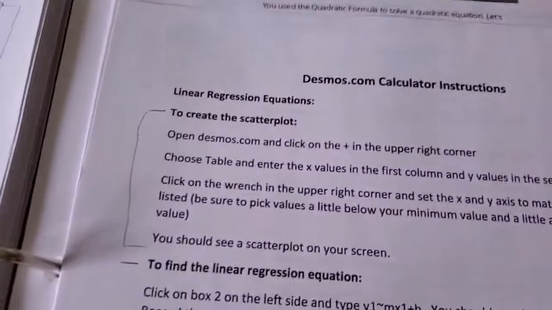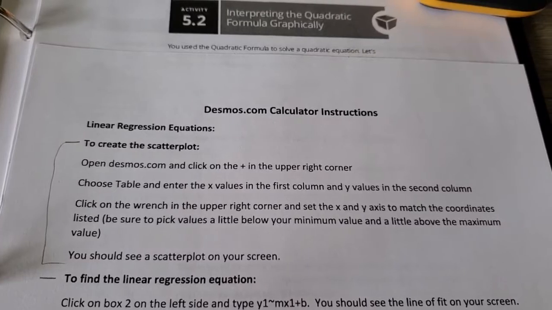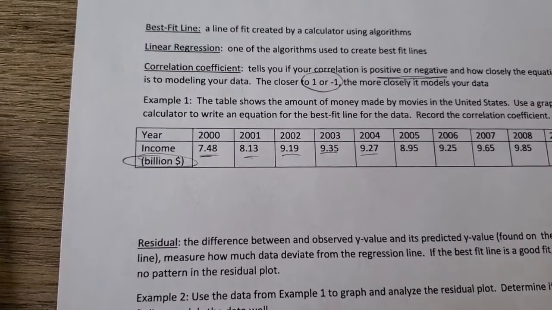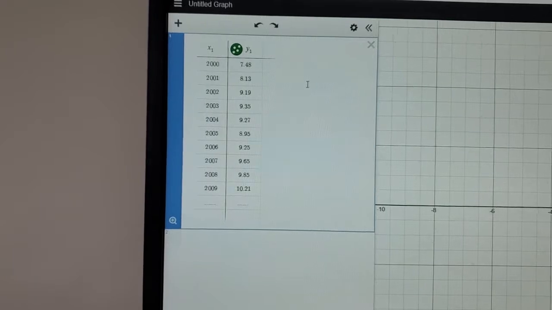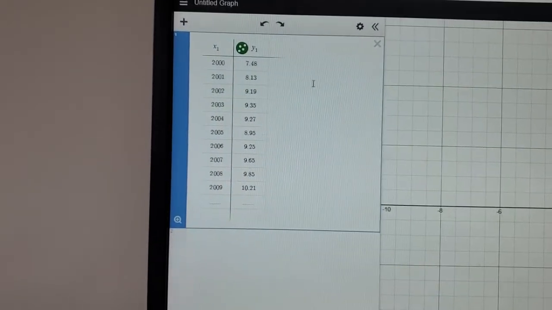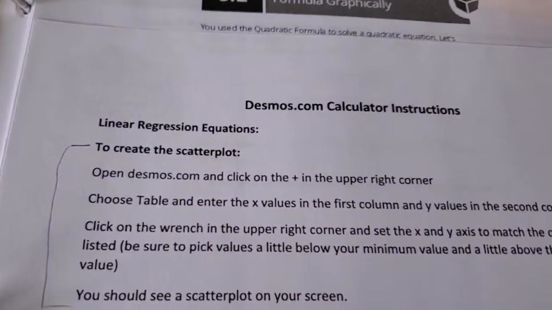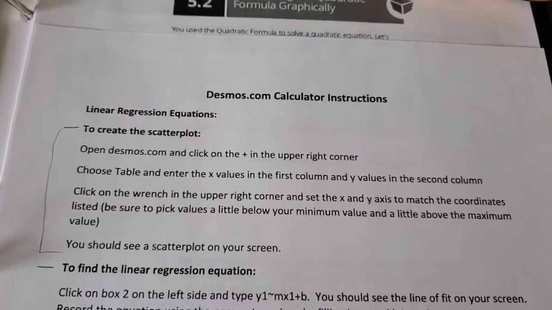So if you look at the directions, it says put the data in, choose a table, enter the X values in the first column. When you're looking at your data set, the X values are always the first ones listed, and then the Y in your second column. So I have the years in the X and the income in the second. And then it says, be sure to click on the wrench. So if we look at the directions here, click on the wrench in the upper right corner and set the X and Y axis to match the coordinates listed.